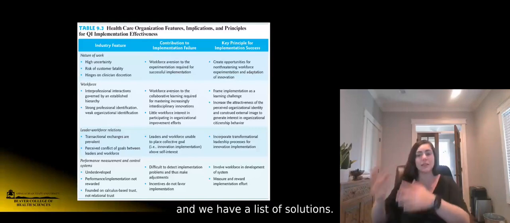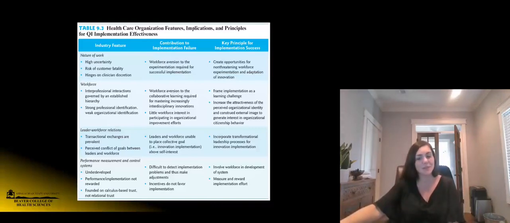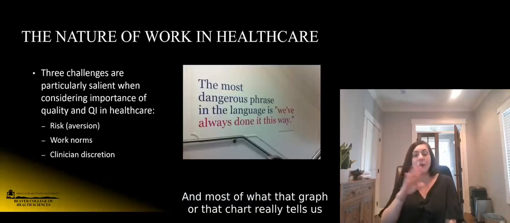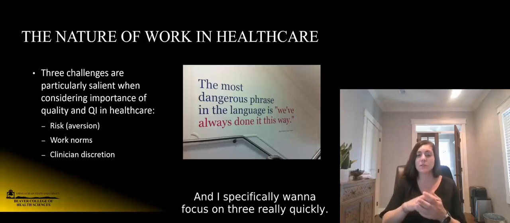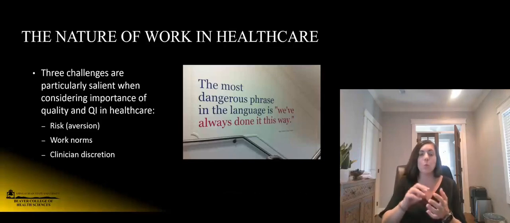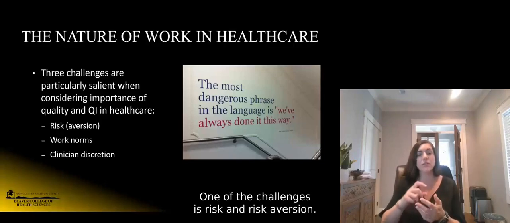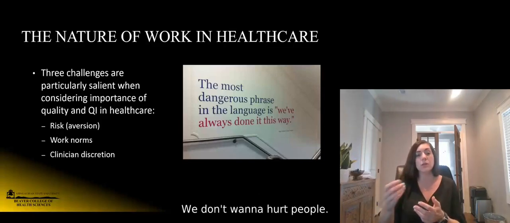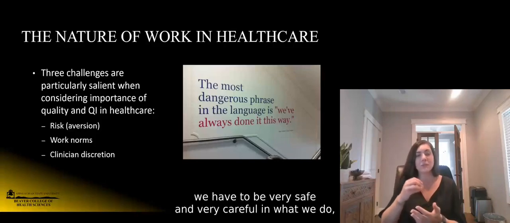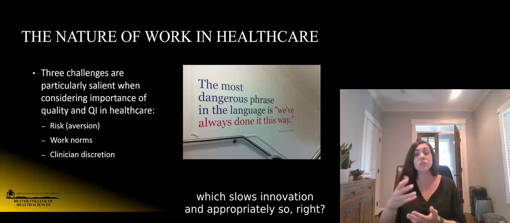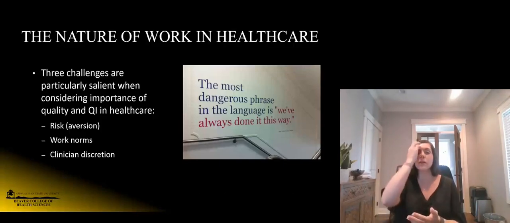So this is a list of problems, and we have a list of solutions. And most of what that chart really tells us is the nature of work in healthcare. There's so many challenges, and I specifically want to focus on 3 really quickly. One of the challenges is risk and risk aversion. We don't want to hurt people, and therefore sometimes our hands are tied. We have to be very safe and very careful in what we do, which slows innovation, and appropriately so, right?